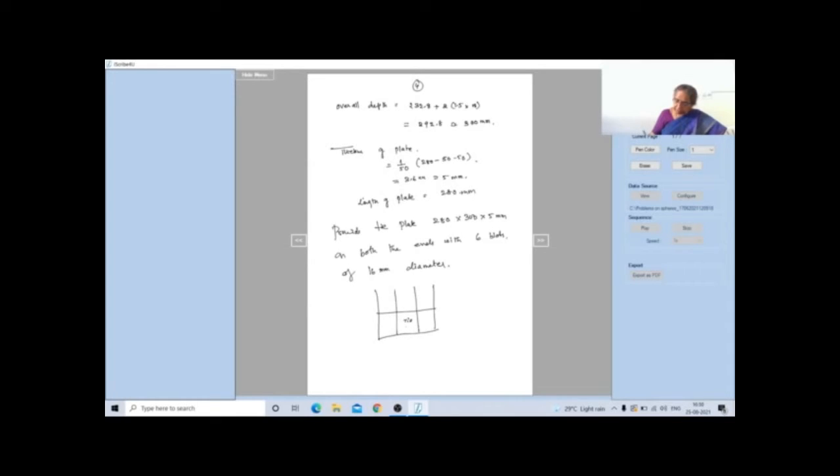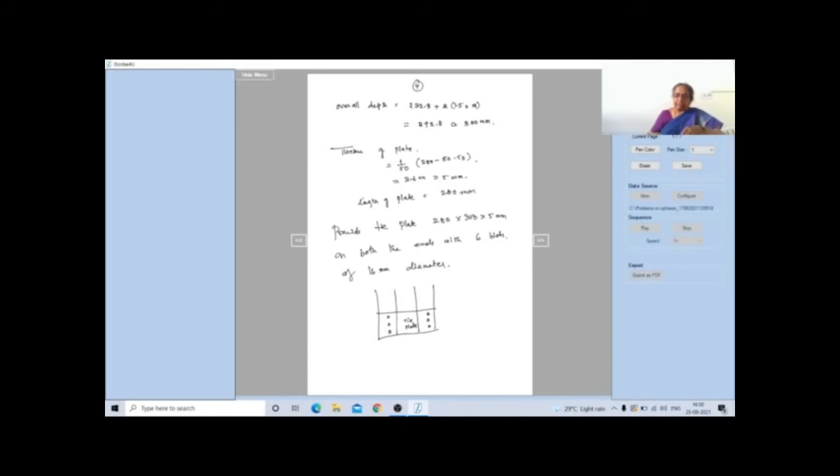So this is the tie plate. 3 bolts this side, 3 bolts this side. Okay. So this is the tie plate we have provided.